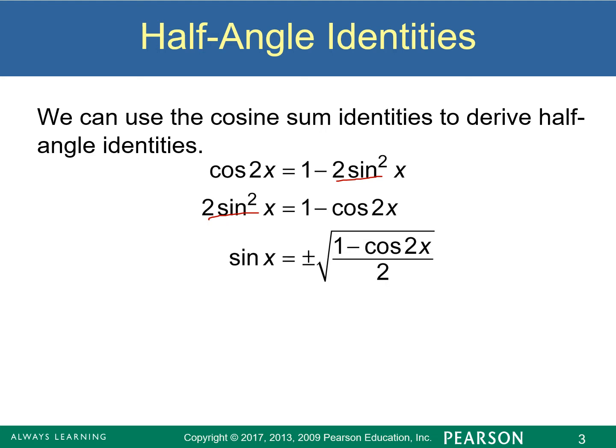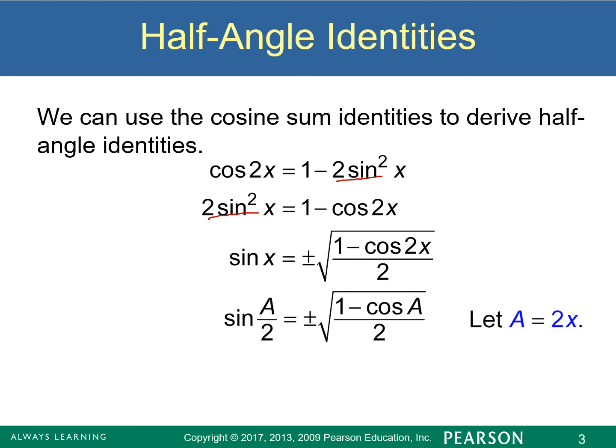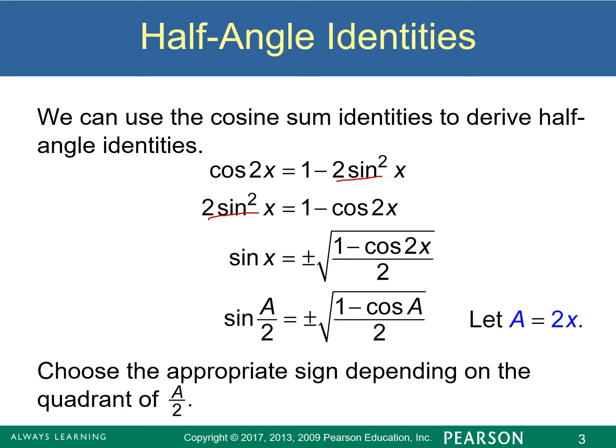So you see I've gone from sine of x to cosine of 2x. Now let me let a equal 2x because I'm trying to get to half angle. So sine of a over 2 is plus or minus the square root of (1 minus cosine of a) over 2. Again, you have to pick the appropriate sign depending upon which quadrant a over 2 is in.